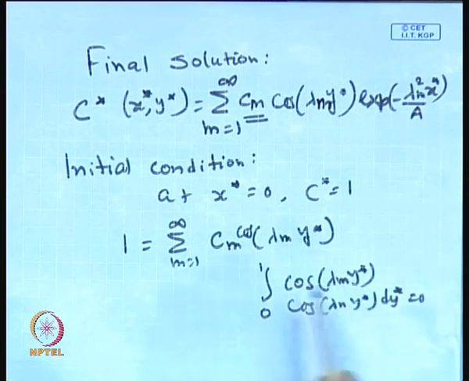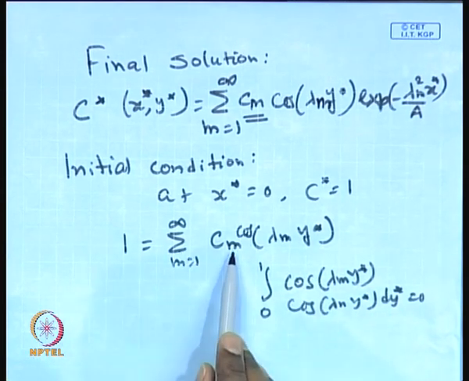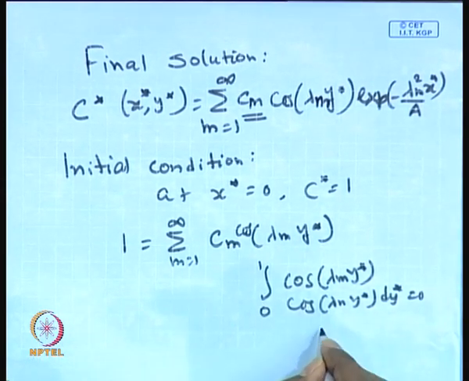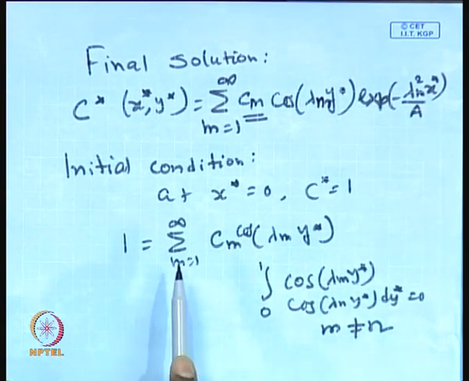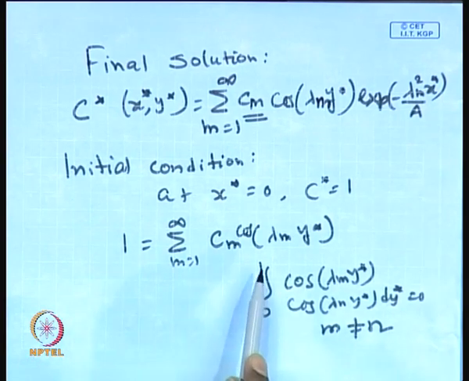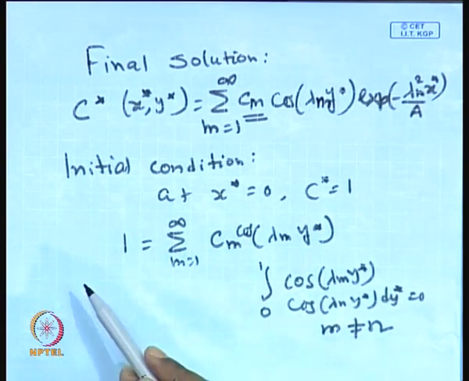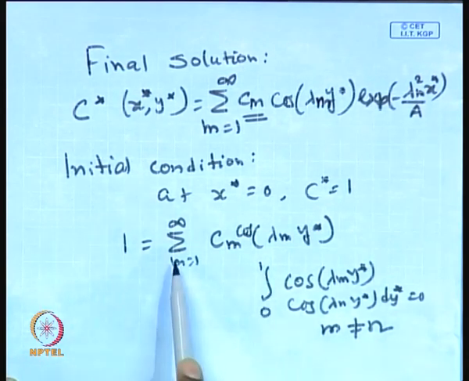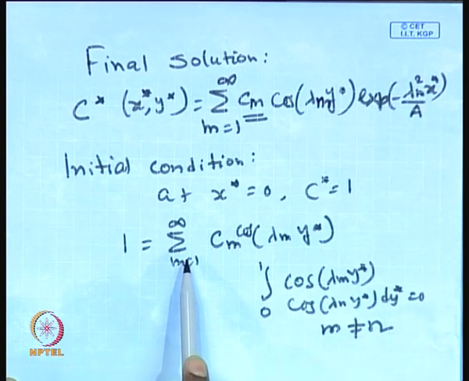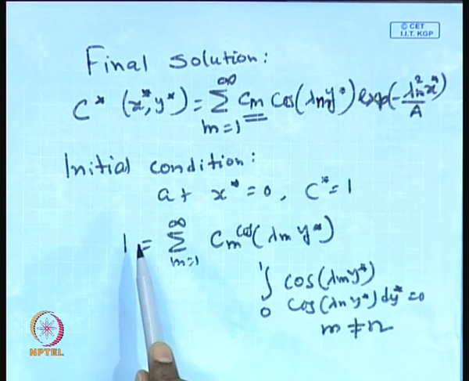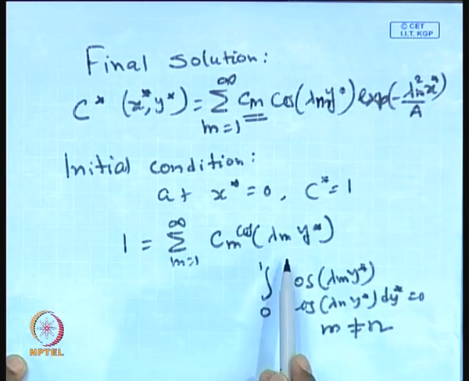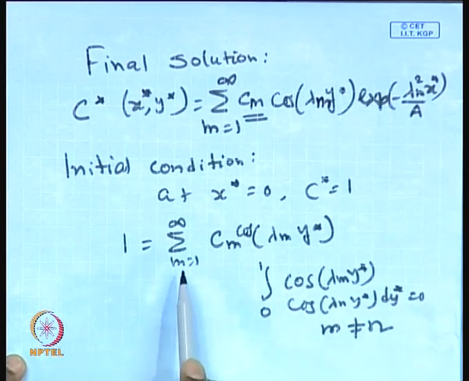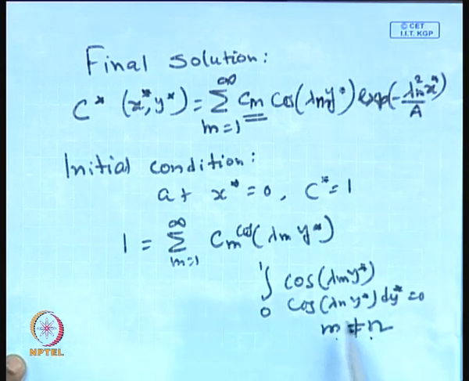If you do that, on the right hand side you open up this summation series. This orthogonal property is valid for m not equal to n. Are you getting my point? So, you multiply both sides by cosine lambda n y star dy star and integrate from 0 to 1, and then open up the summation series on the right hand side. On the left hand side, you will have only one term, the integral from 0 to 1 of cosine lambda n y star dy star. On the right hand side, for all the terms when m is not equal to n, the term will vanish; only one term will survive, when m is equal to n.